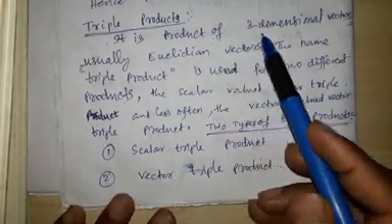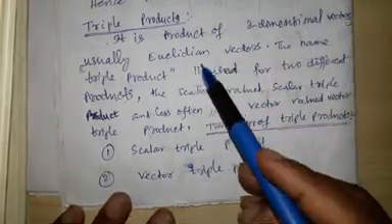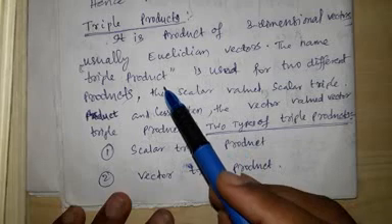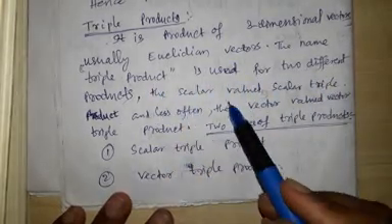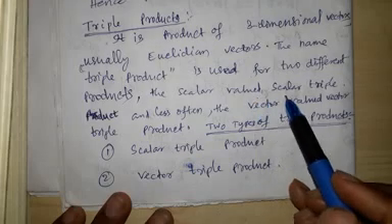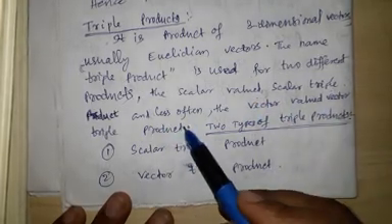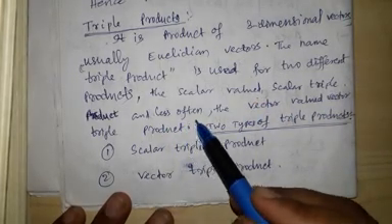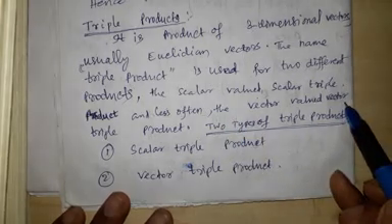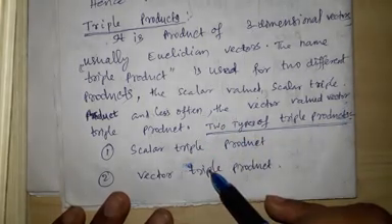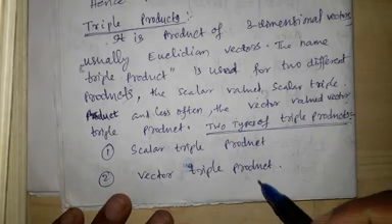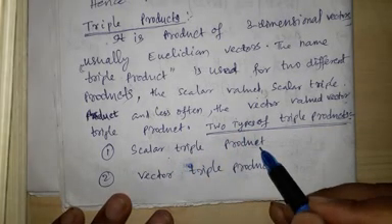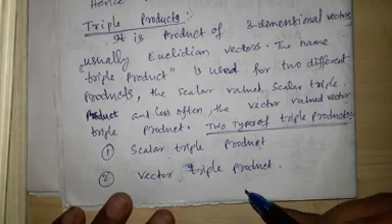It is the product of three-dimensional vectors, usually Euclidean vectors. The name of triple product is used for two different products: the scalar valued, that is scalar triple product, and less often the vector valued, that is vector triple product. Now, two types of triple product. One is the scalar triple product, another is the vector triple product.